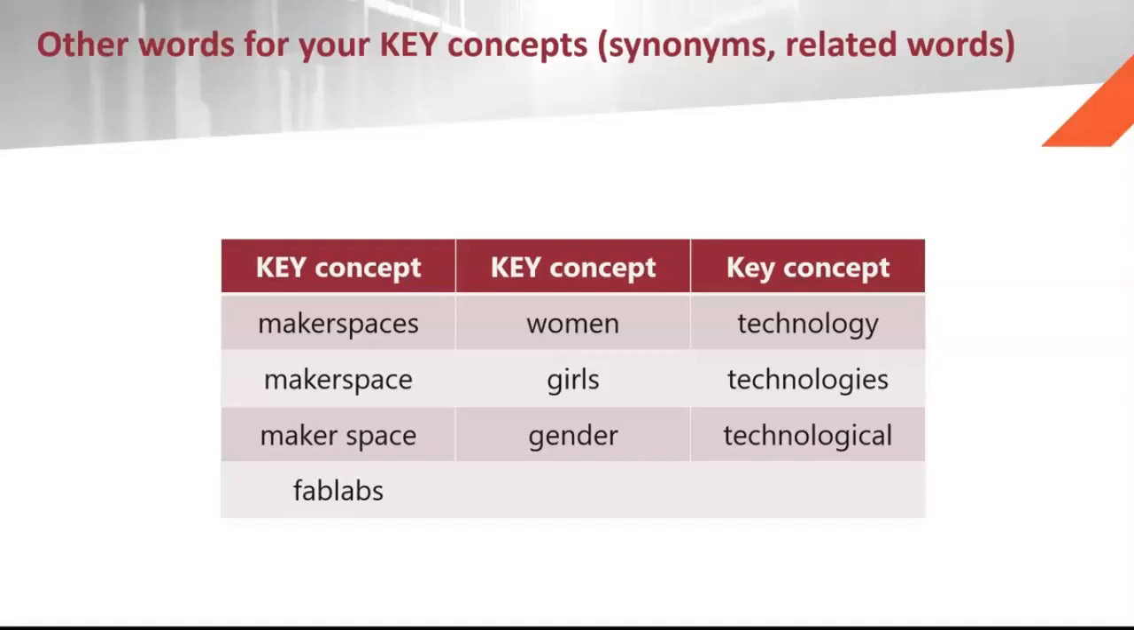For our second concept, some resources referred to women and girls, so we might choose to include girls in our scope. And the word gender came up too, so maybe anything on makerspaces and gender would be interesting to us. And finally, there were lots of different variations for the word technology. We still have 3 key concepts, but we have different words for each concept that we could try while we're searching.